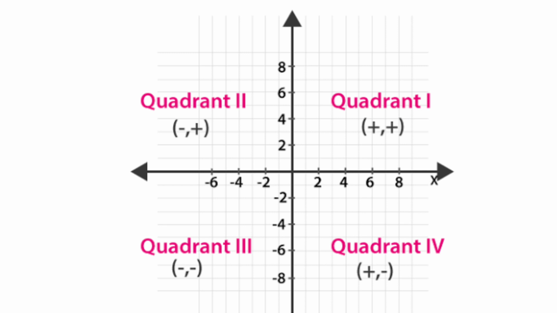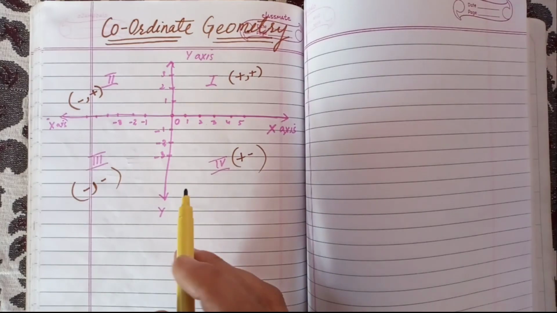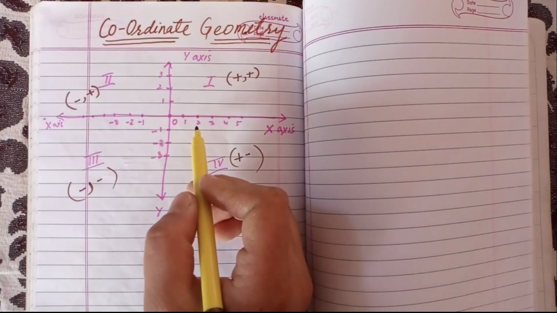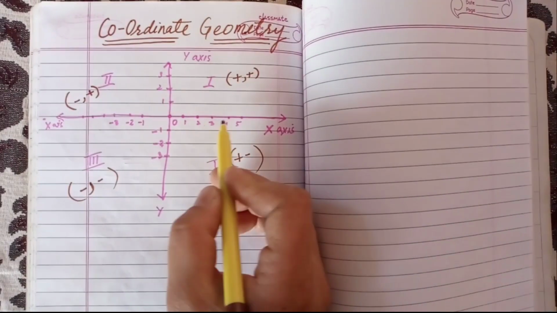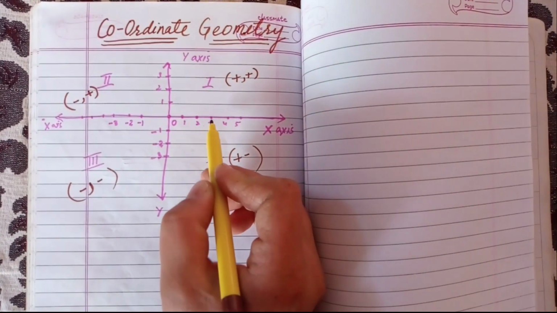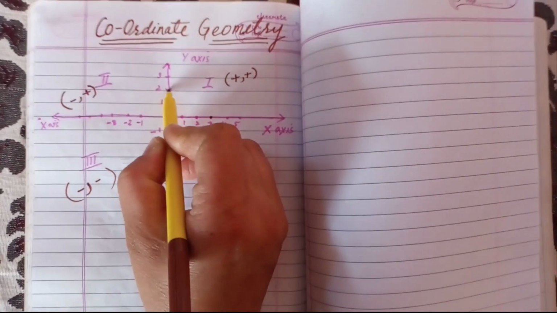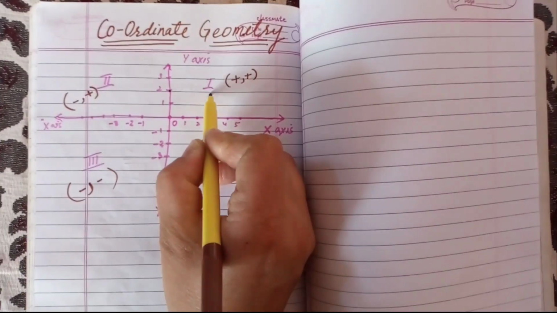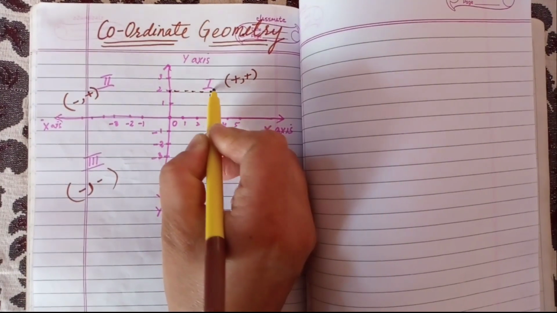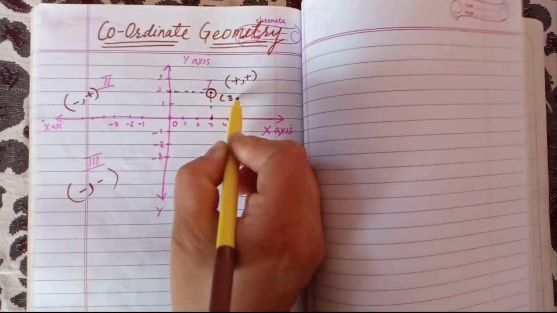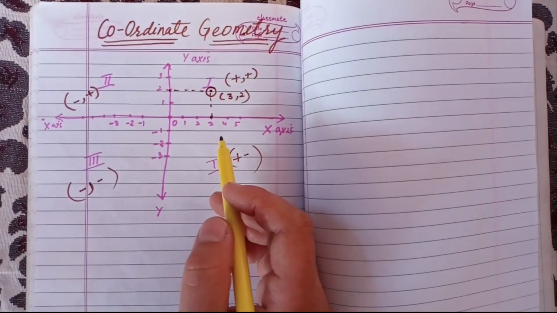Now if we want to find the location of any point in these quadrants, right? If we want to find the location of any point on the plane surface, you have to find the location of the point 3 and 2, so here is 3 and here is 2. The x-axis value is 3, this one, this one. You find the location, this one, here is the point 3 and 2, x is 3 and y is 2.